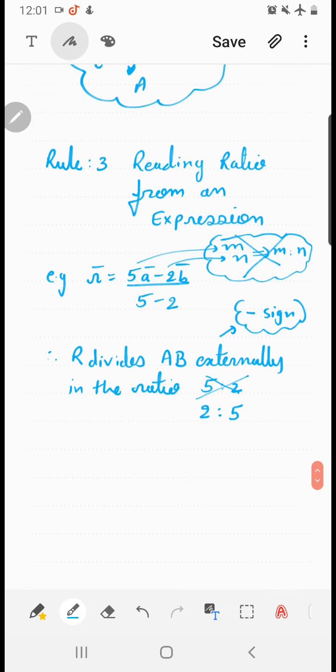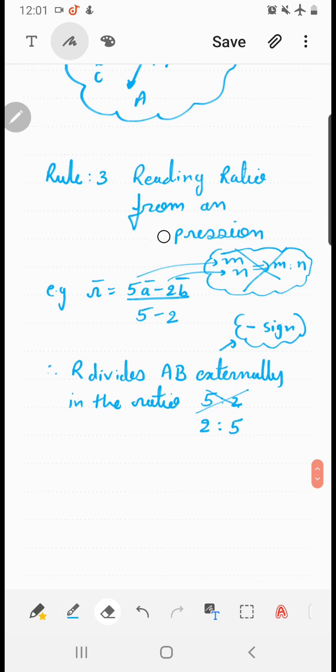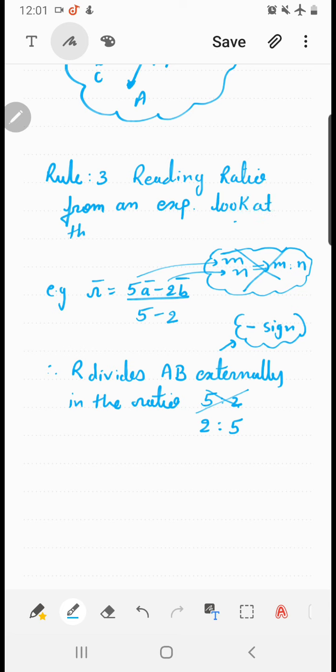So please remember, to read the ratio from an expression, I am rewriting here, to read the ratio from an expression, look at the coefficient of the terminal point. Okay, so what is more important? I repeat, reading of ratio: coefficient of terminal point. And we consider it as m.